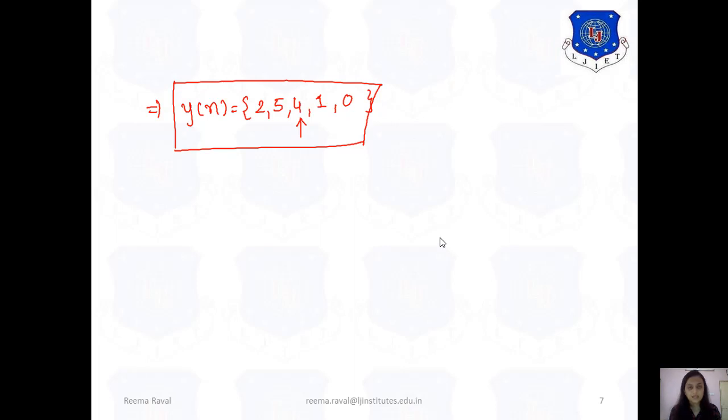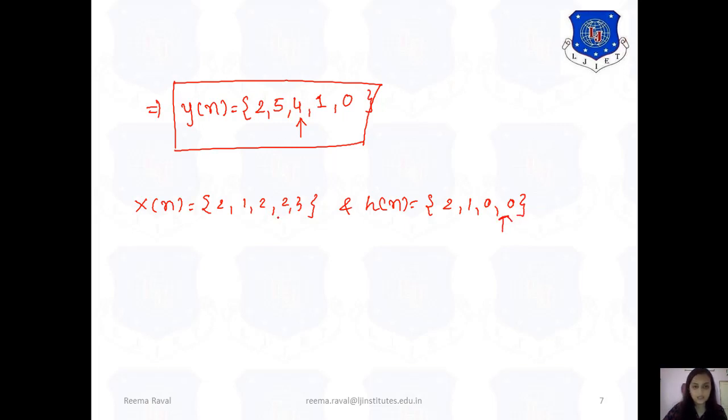Now in the next session we will study the next method, that is our tabulation method. Okay. Now in this data, maybe let us consider one more example. Let's say x of n is given to you as 2, 1, 2, 2, 3. Okay. And h of n is given to you as 2, 1, 0, 0. Okay. And the arrow is given at the last position. Here the arrow is given at the middle position, right?